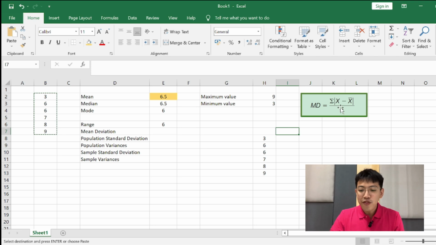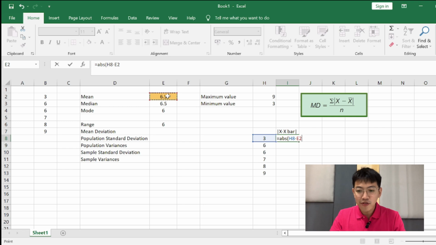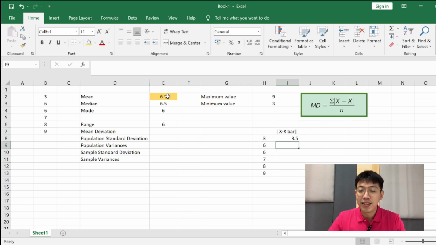So we need to list the data first: 3, 6, 6, 7, 8, 9. And then we first find the absolute of x minus x bar. The formula will be equals ABS, open bracket, x, this is 3, minus the x bar, the mean 6.5. But we have to make it absolute reference because we want to lock the cell, since all the means will be the same, right? Close bracket, enter.